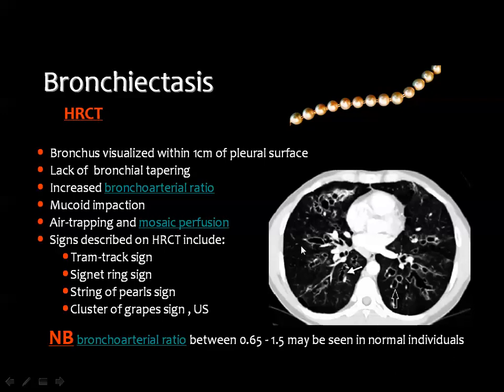bronchiectasis. Then you may get mucus infection, like in cases of cystic fibrosis, for example. You may get areas of air trap and mosaic appearance. You may get transbronchial spread of infection and the tree-in-bud opacities, as I have mentioned. And these are the signs, which are the tram track sign and the signet ring sign and the string of pearls sign. The string of pearls means that you get many dilated bronchi arranged in a single line like this, and we call this the string of pearls.